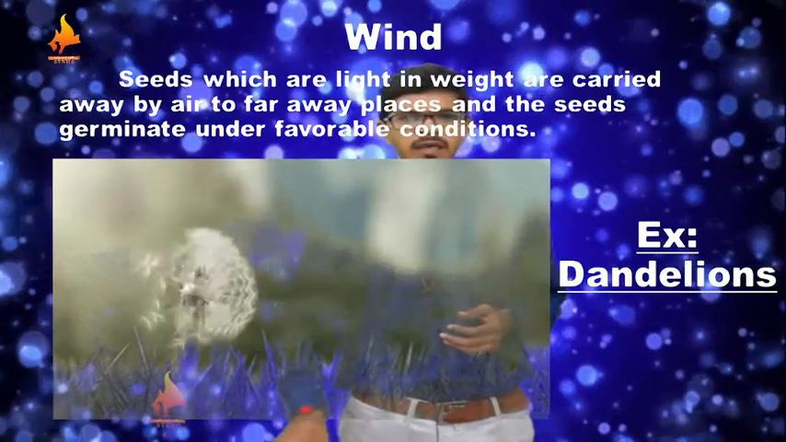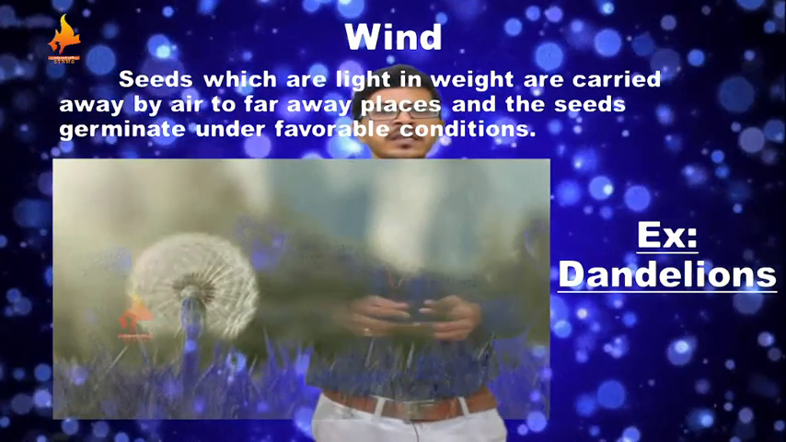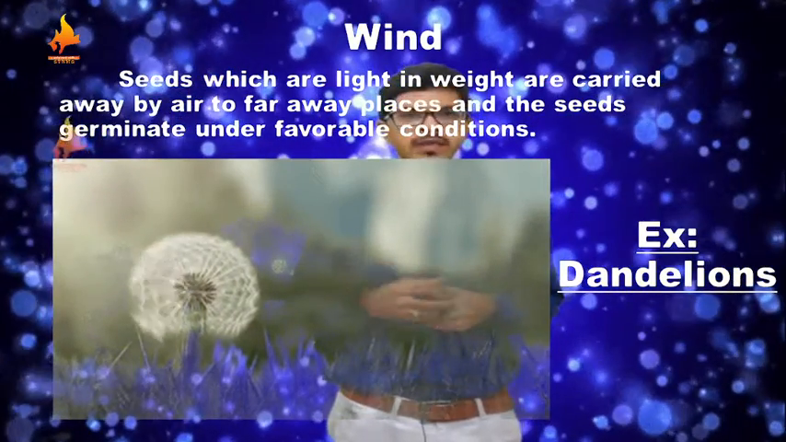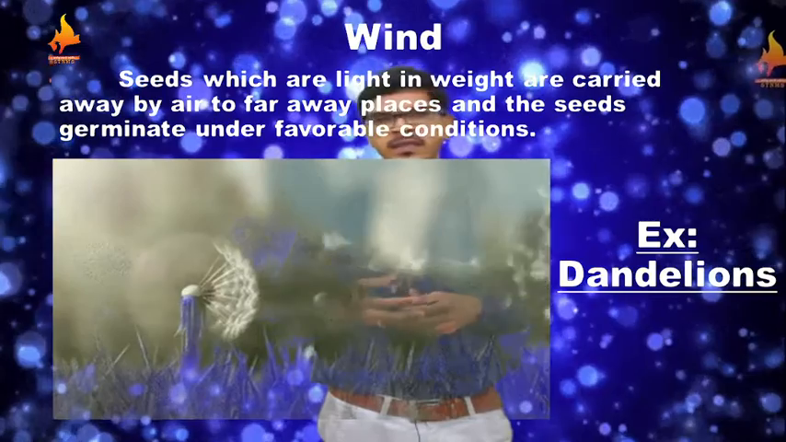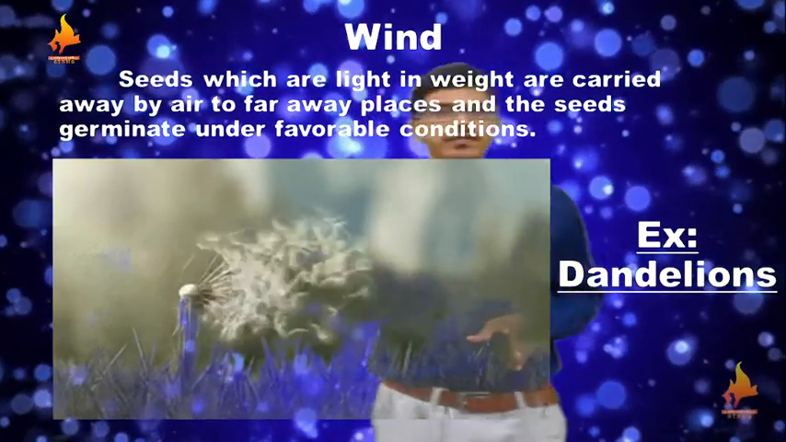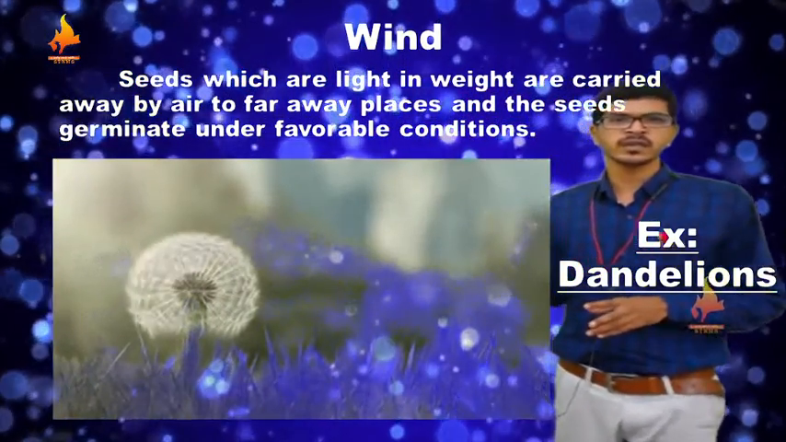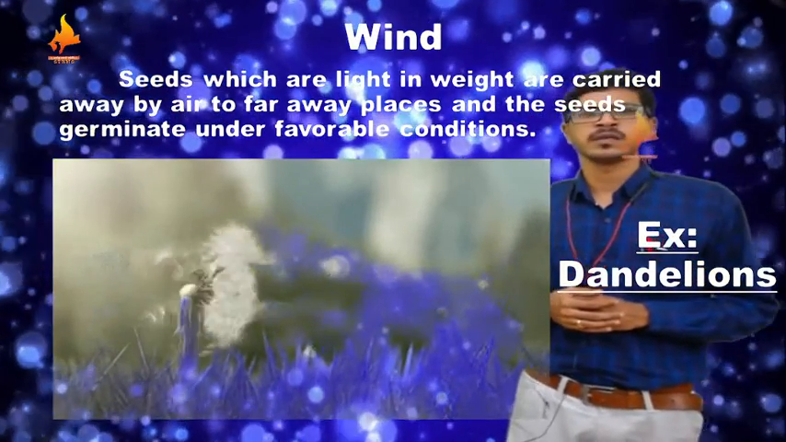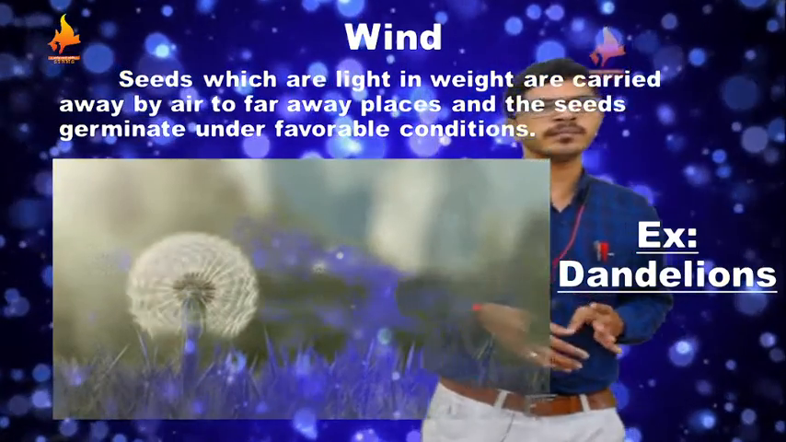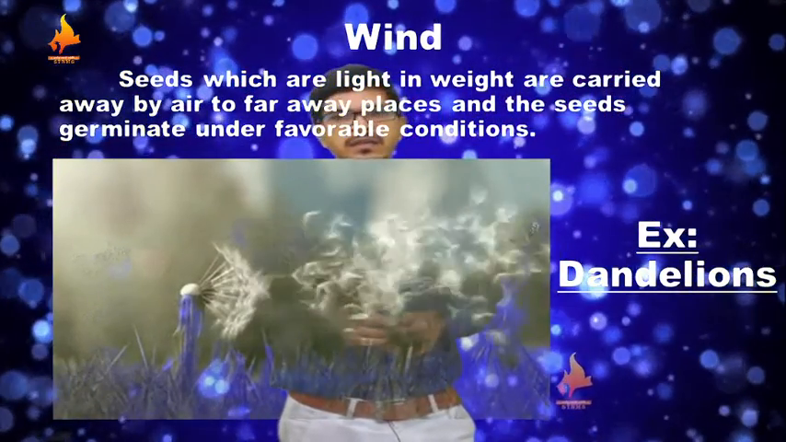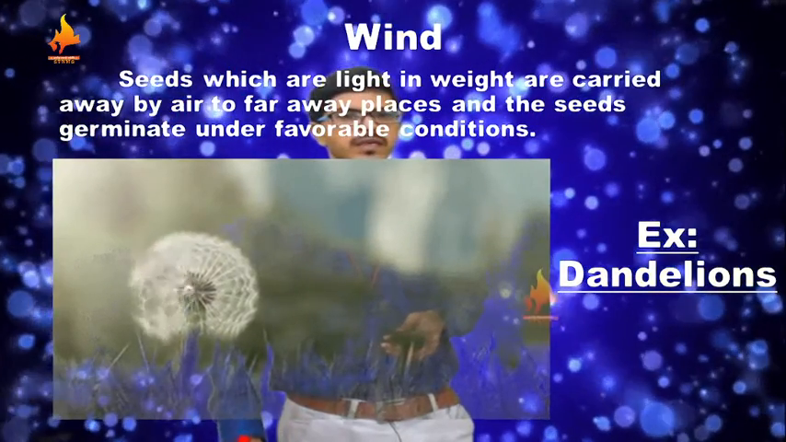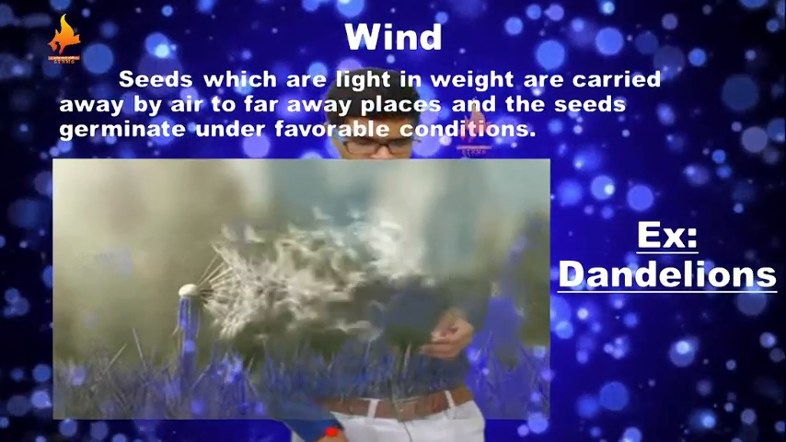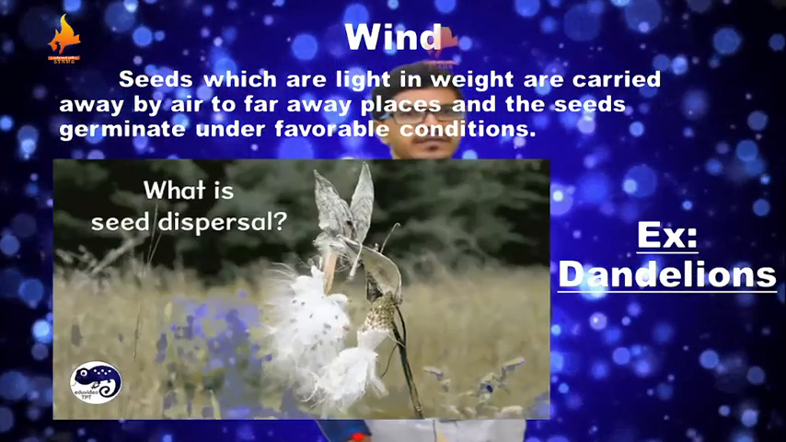So these seeds, the ones I have told you just now, consist of some cotton-plug-like things which make them float in the air, which make them fly in the air, and they can even move to faraway places. And when they come in contact with the soil, they can grow into plants after reaching some substratum. The best example I can give you for this is the dandelion. The one which you can see on the screen is the dandelion. It is the one which gets transferred by the wind.